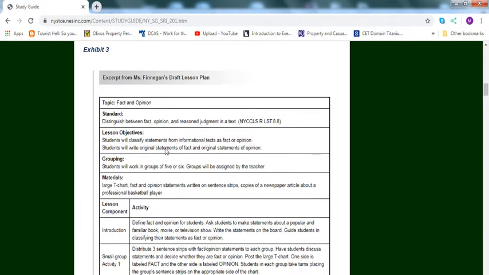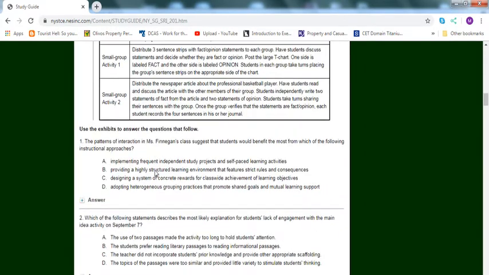Once you read these 3 excerpts, obviously they're going to ask you a question, such as this one. The pattern of interacting in Miss Finnegan's class suggests that students would benefit the most from which of the following instructional approaches: implementing frequent independent study projects and self-paced learning activities, providing a highly structured learning environment that features strict rules and clear consequences, designing a system of concrete rewards for class-wide achievement of learning objectives, and adopting heterogeneous grouping practices that promote shared goals and mutual learning support.